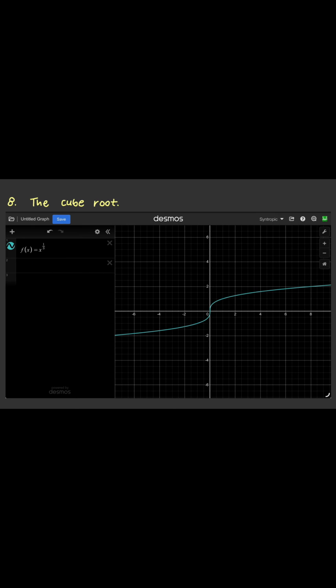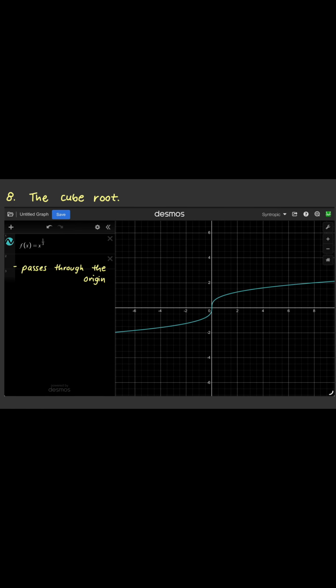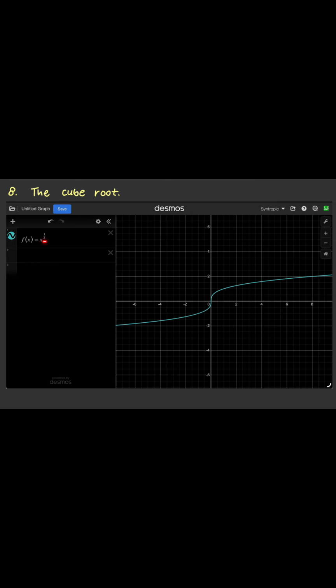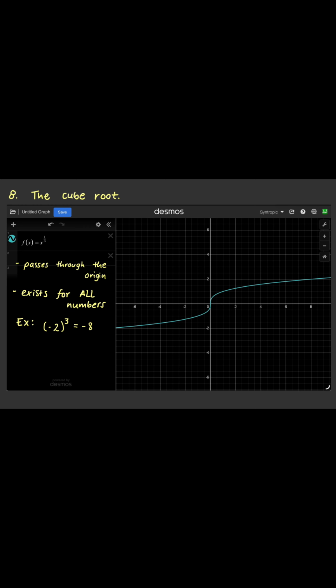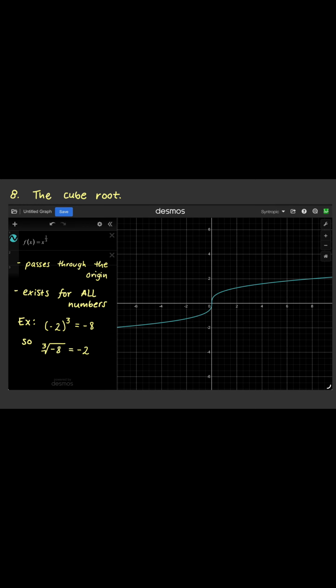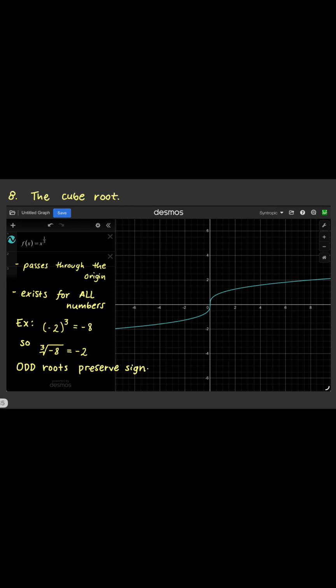Next, we have x raised to the power of 1/3. This is the cube root. This graph passes through the origin and exists for all real numbers, because negative numbers can stay negative with odd powers. As an example, negative 2 cubed equals negative 8, so the cube root of negative 8 is equal to negative 2, so odd roots preserve sign.